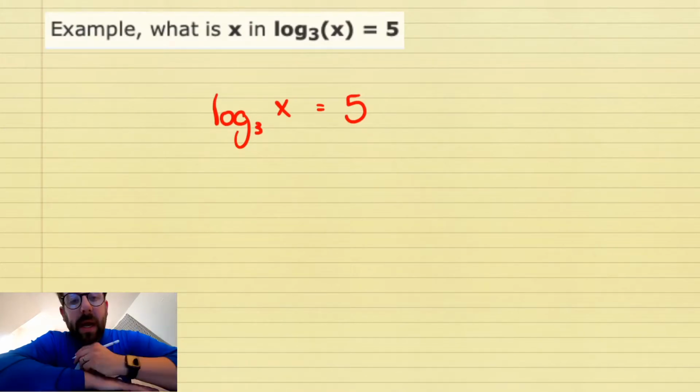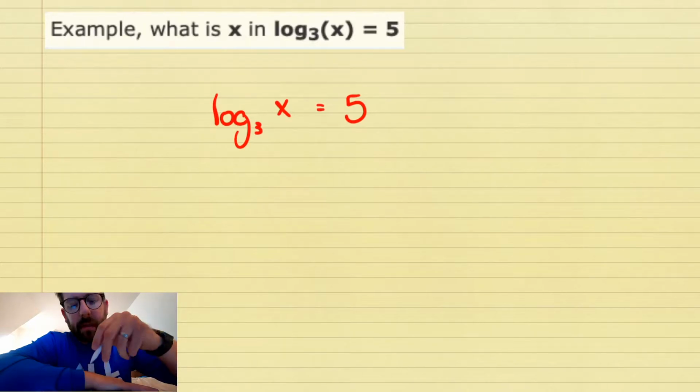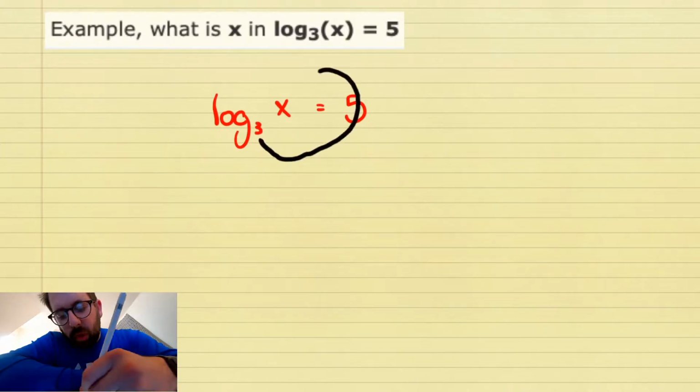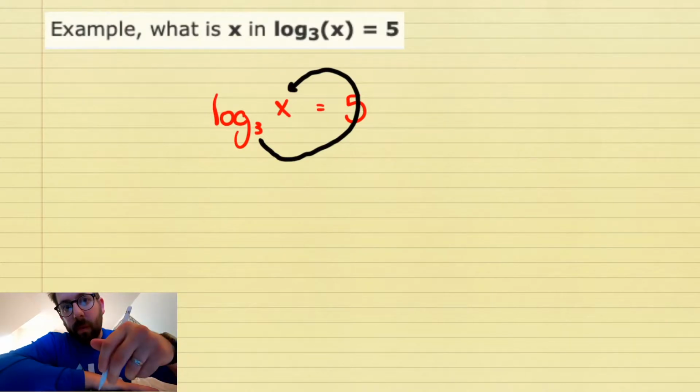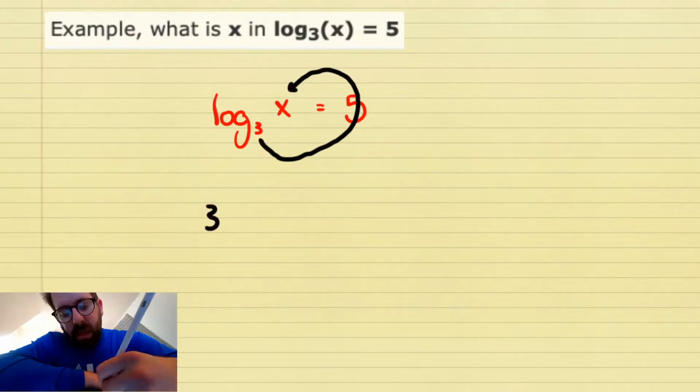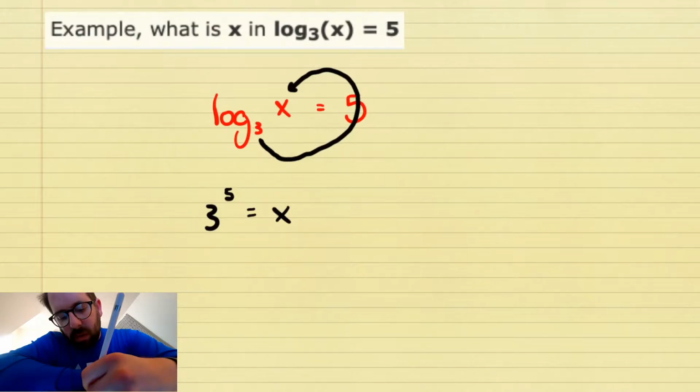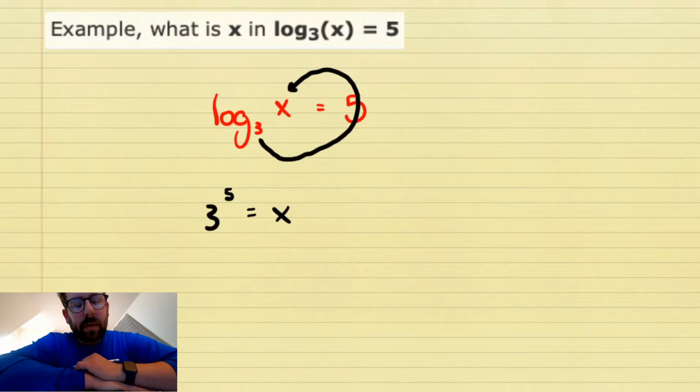Okay, so this is what it is. When you have a logarithm like this, it has a base. If there's no base number, we assume it's a 10, but in this case, it's a 3. This is the circle method. You start with a base, you loop your way around until you get back to the x. So what this stands for in terms of exponentials, this is in logarithmic form. I want to change it to exponential. This is log base 3 of 5, so 3 to the 5th power is equal to the x that's sitting right next to the logarithm. So 3 to the 5th power is equal to the x.